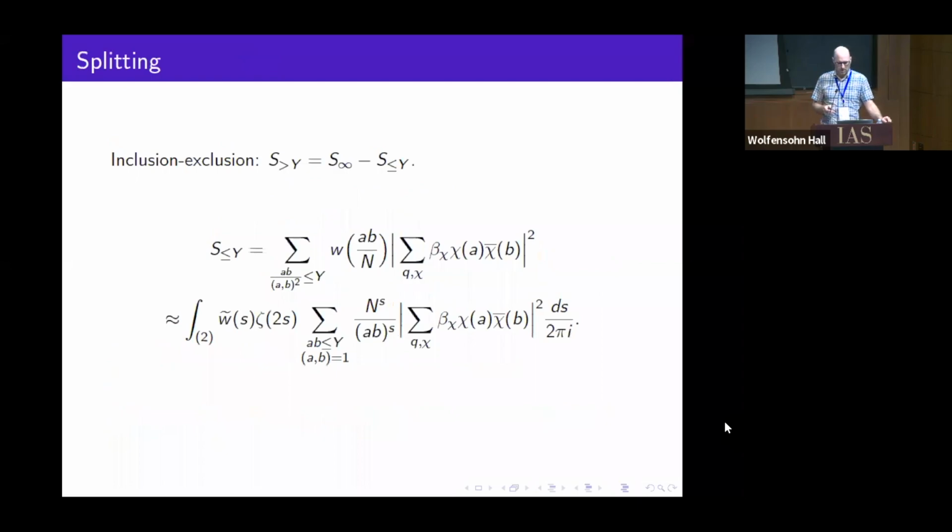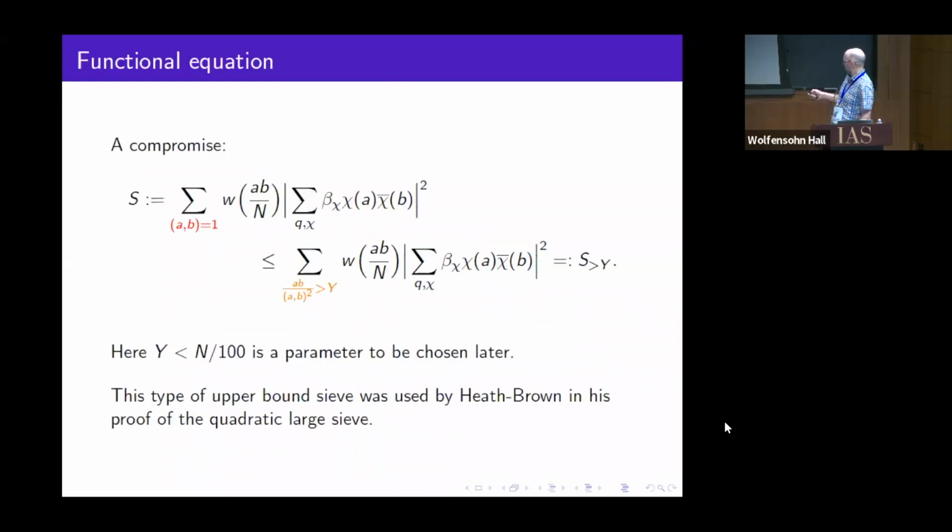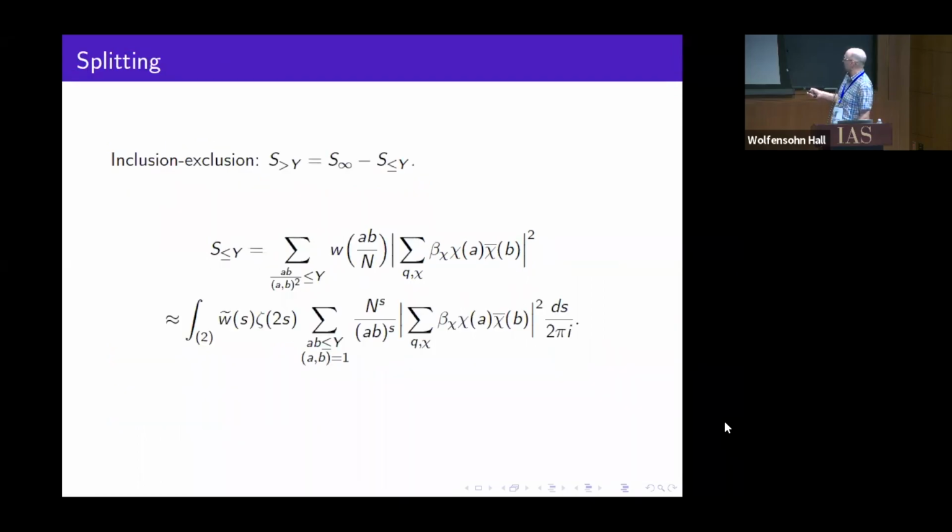Okay, so now what we'll do is use inclusion exclusion. This condition now gets flipped. This condition was saying that it's bigger than y. So what we'll do is extend this to all a and b and then subtract off where it's smaller than y. That's the idea, that's what this notation is. So S infinity means no condition on a and b. The S less than or equal to y means we've truncated it at y. And then we're going to use different techniques for the two pieces.